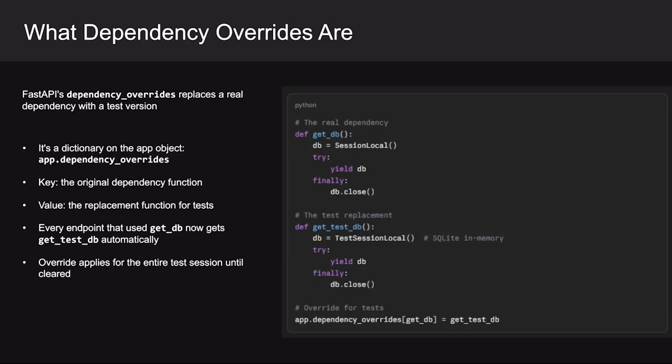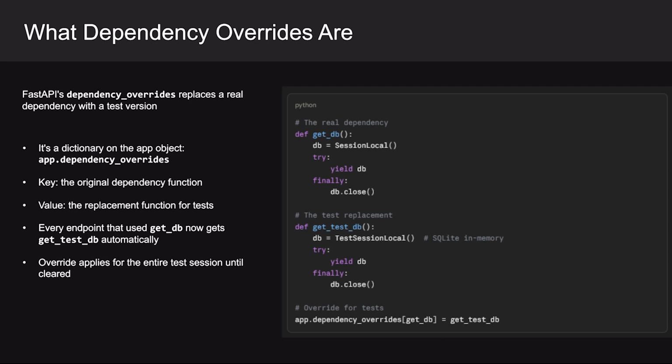dependency_overrides is a dictionary that lives on your FastAPI app object. Look at the code on the right. The key is the original dependency function. The value is your test replacement. get_db normally opens a real PostgreSQL session via SessionLocal. get_test_db opens a TestSessionLocal instead.